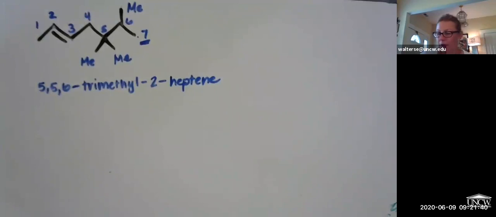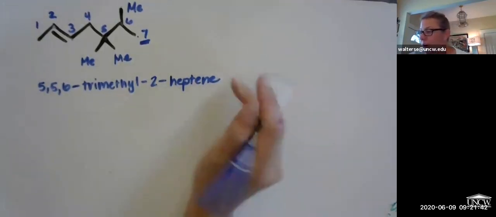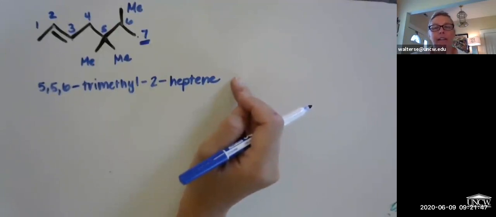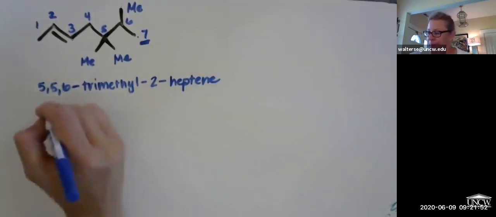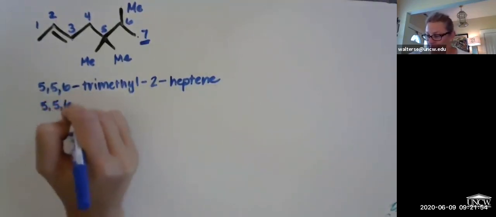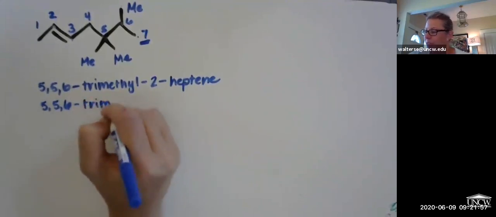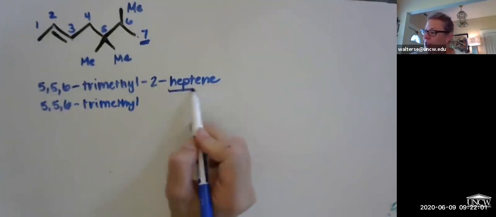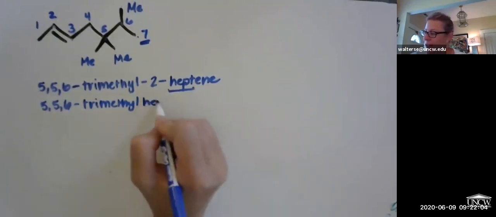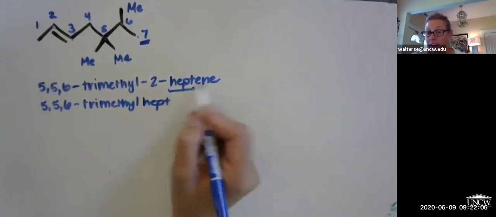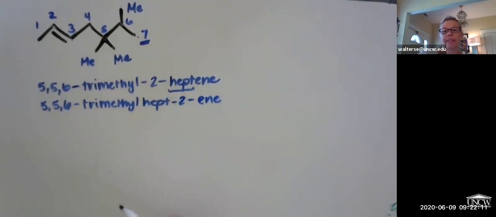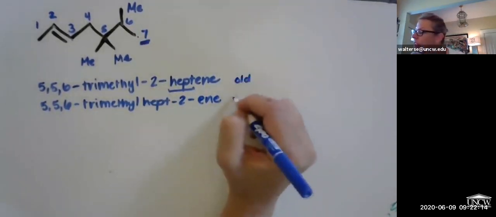Okay. Now, this is the old way that IUPAC rules named alkenes. The new way is similar, 5,5,6, trimethyl, and then you go straight to your carbon chain, hept, and then in the middle of the alkene name, you put the position and then ENE. So this is old, this is new.